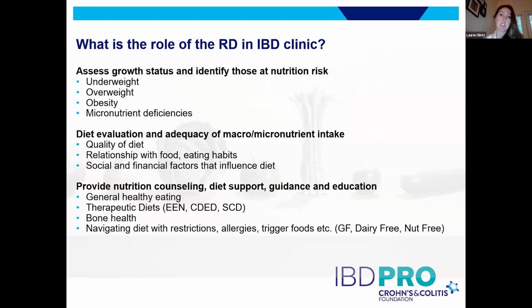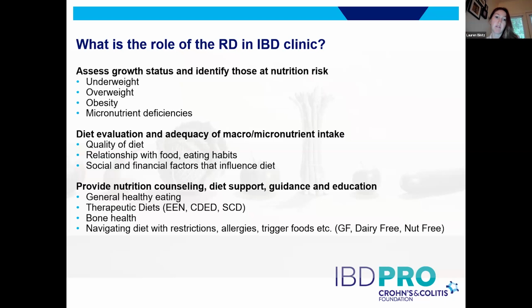And then the last part of my job and role as a dietitian is to provide nutrition counseling, diet support, guidance, and education. And this looks different for every patient, but often what I'm talking about can be a general healthy diet. We can be talking about therapeutic diets. So that would include exclusive enteral nutrition, Crohn's disease exclusion diet, or a specific carbohydrate diet if patients and families are wanting to try to manage disease with diet. We can talk about that with them.